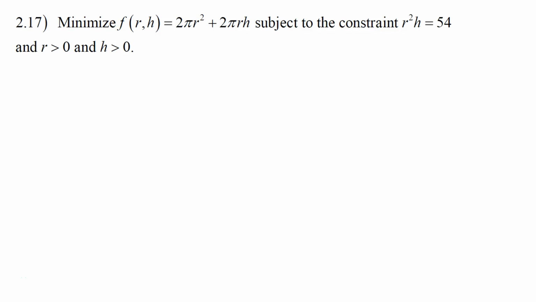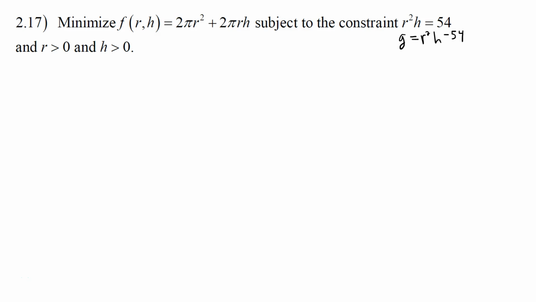This question is asking us to minimize a function of r and h subject to the constraint that r squared times h is 54. And so we have f to be the function we want to minimize, and we create this function g to be equal to the constraint set equal to 0. So it's going to be r squared h minus 54.